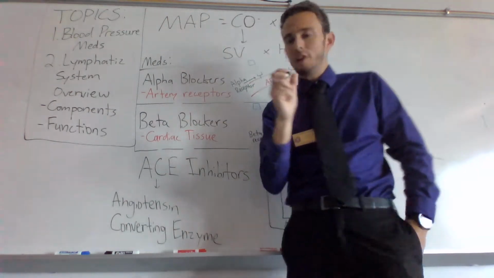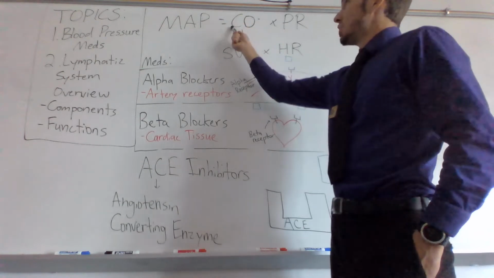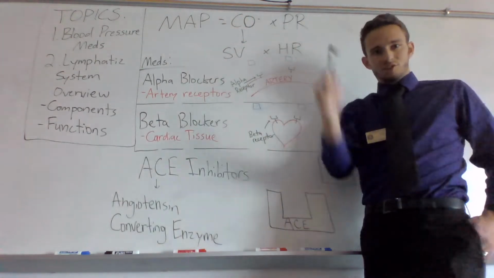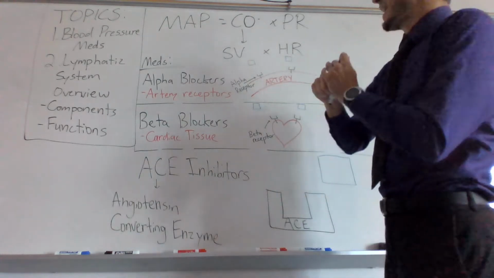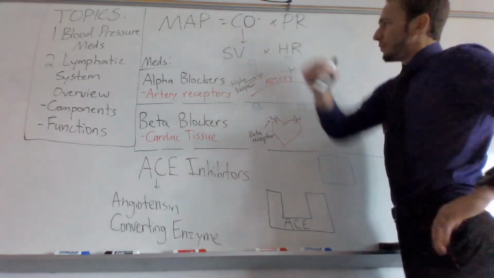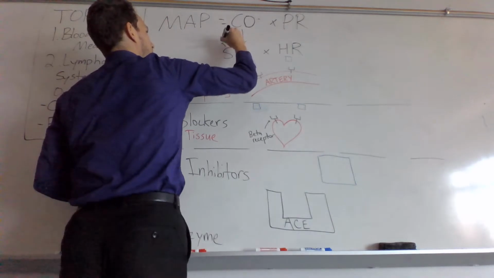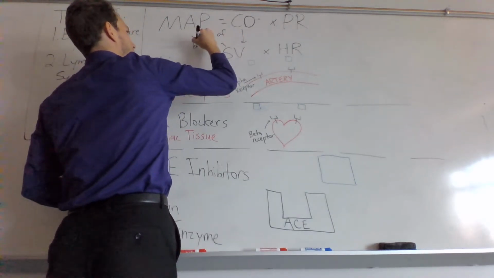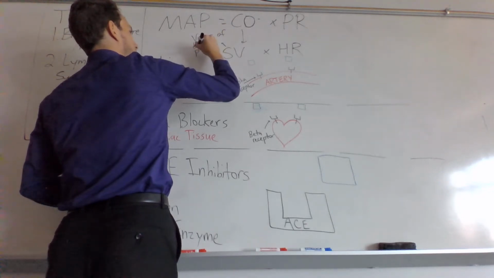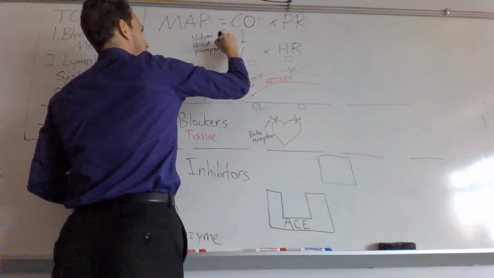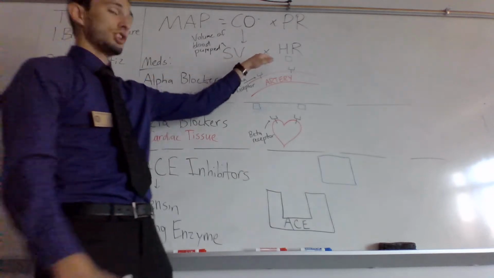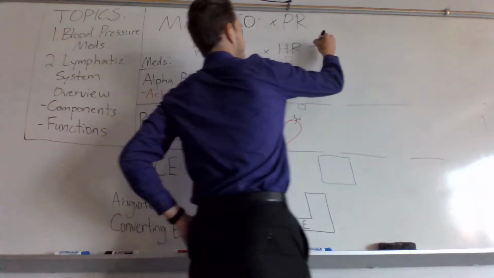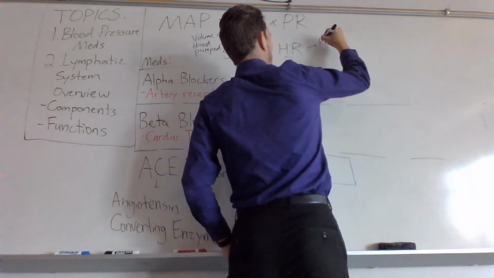Okay, and the way we measure it is by taking cardiac output times peripheral resistance. Let me break that down. Cardiac output is the stroke volume, which is how much blood, so volume of blood being pumped out of your heart. So that's your stroke volume times your heart rate. And your heart rate is in beats per minute. So this is how many times your heart beats per minute.